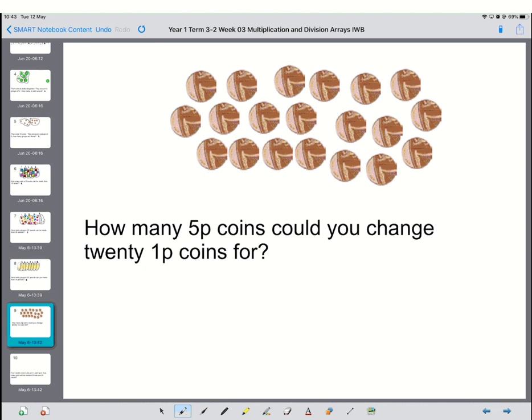So how many 5p coins could you change 21p coins into? So how many 1p coins are in 5p? That's the first question. And once you know that, you'll be able to solve how many sets of 5p coins you could make.